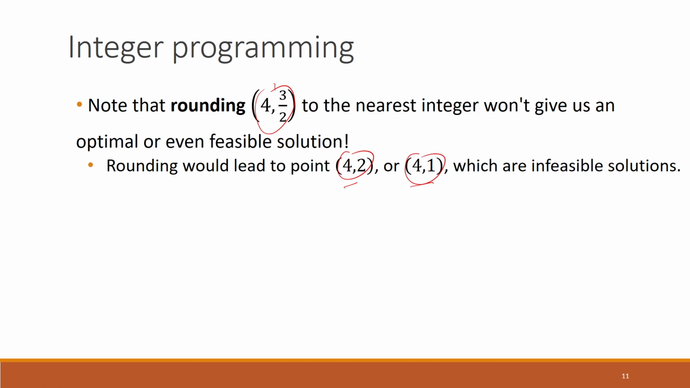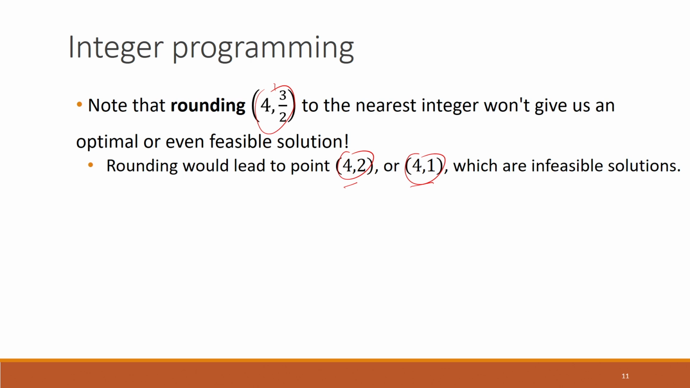So, there are two things to be noted. First is that the solution (4, 3/2), which was optimal for this linear program, when we restricted both x and y to be integers, is not even a feasible solution, leave alone being optimal, okay. And that is clear, because 3/2 is a fractional value. So, how can it be a feasible solution if we are restricting both x and y to be integers?